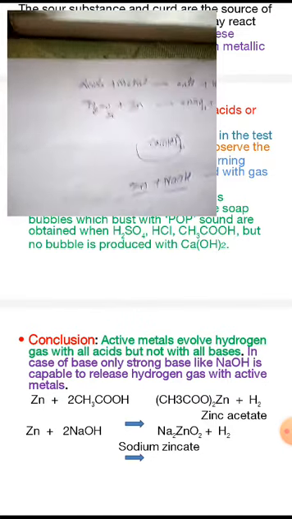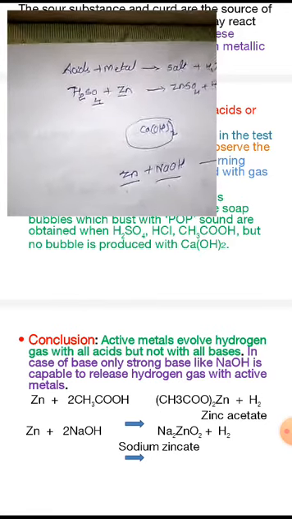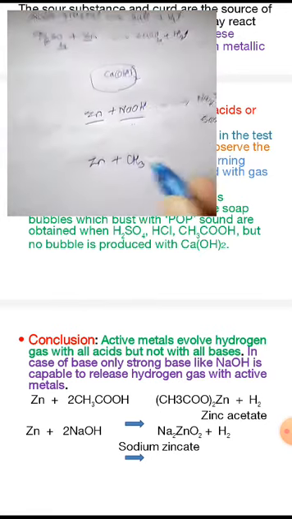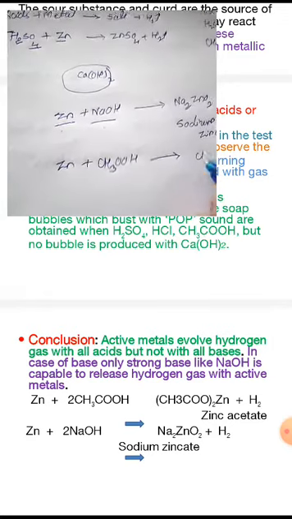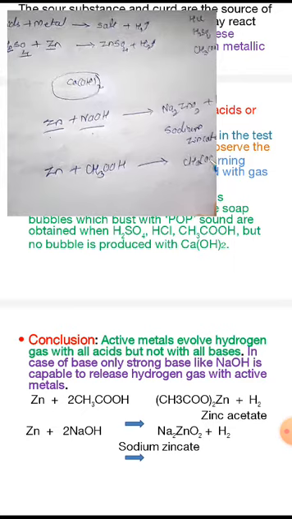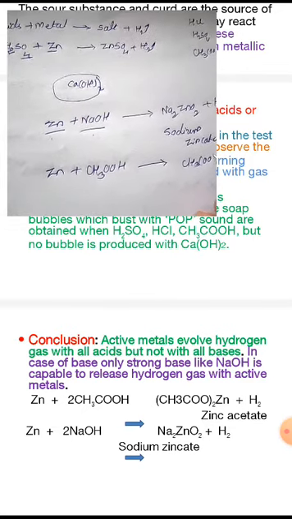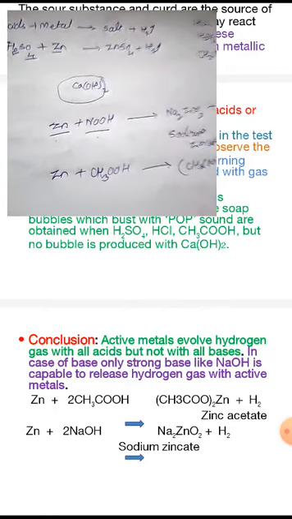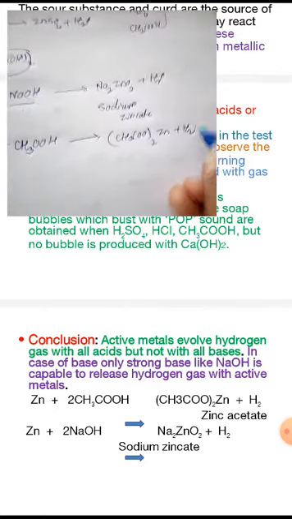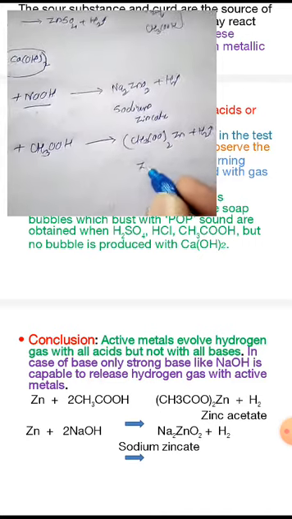Then you can take another example with an acid: Zn plus CH3COOH, which is acetic acid. It produces (CH3COO)2Zn plus H2, which is zinc acetate.